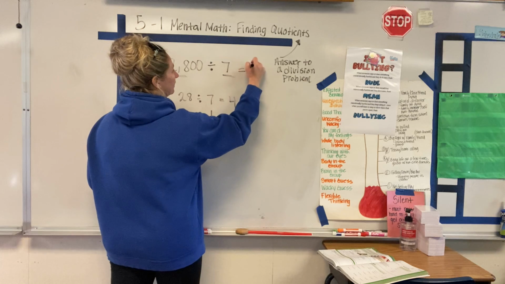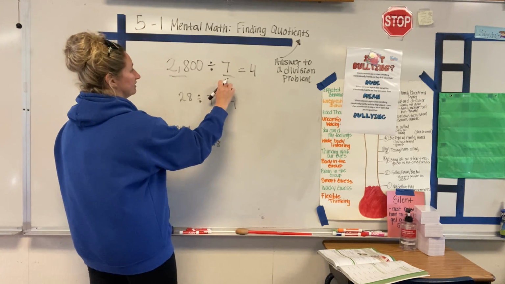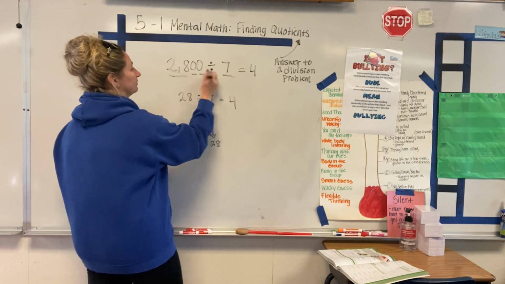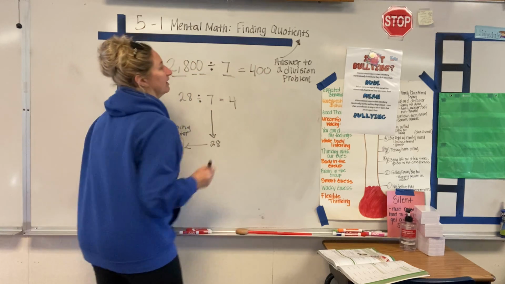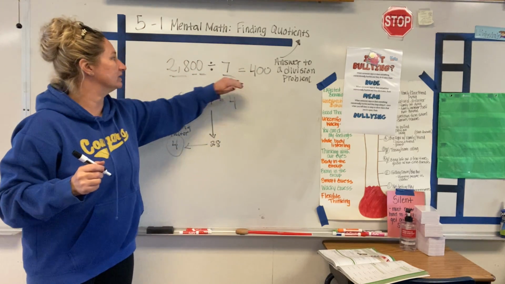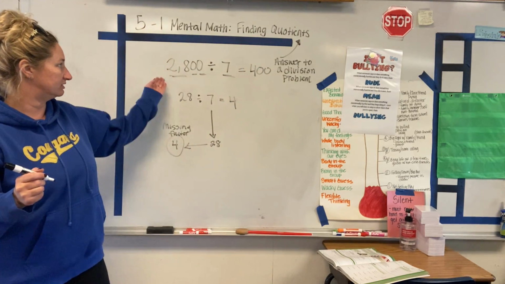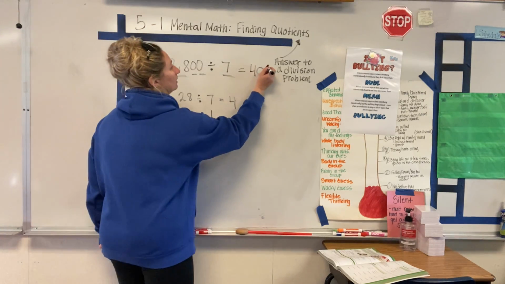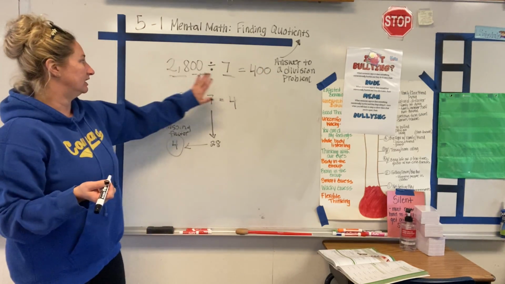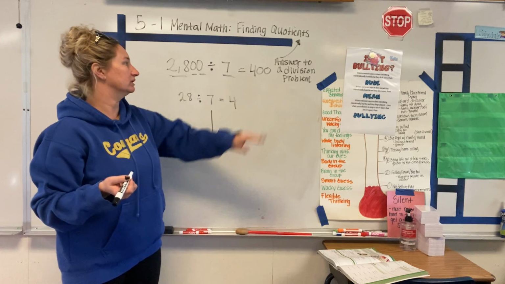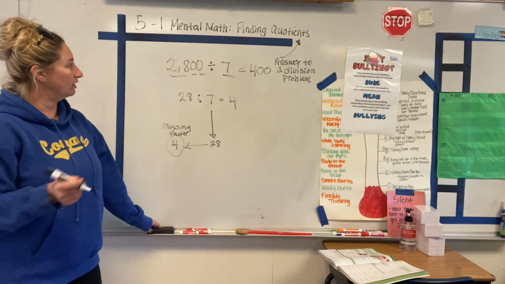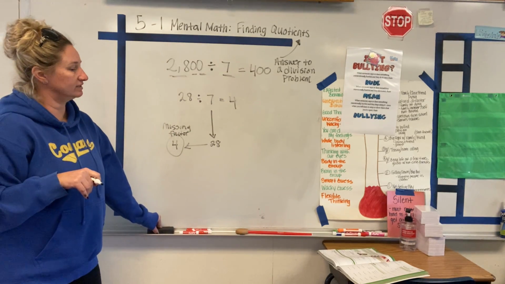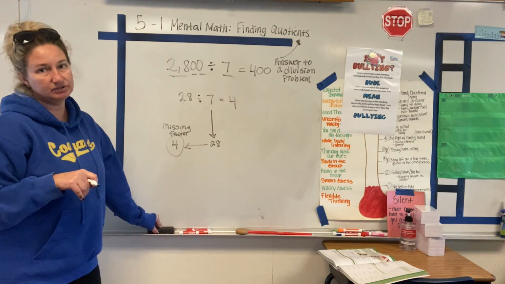So up here, 28 divided by 7 is 4, and I have 2 extra zeros to add on. So I have hundreds. I have 400 times 7, it's 2,800. Or 2,800 divided by 7 is 400. Okay, so I'm going to go ahead and erase that and assign you your problems.